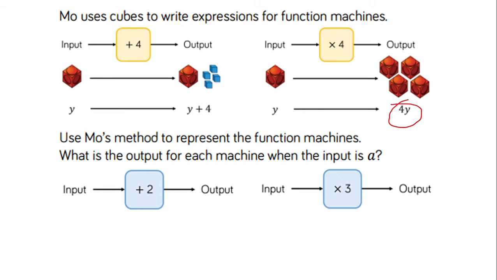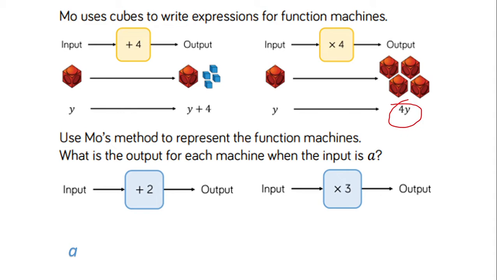Okay, so use Mo's method to represent the function machines. What is the output for each machine when the input is A? In my examples, I haven't used cubes, but you might have wanted to do that at home. So in the first one, the input, I'm going to represent the input this time as the letter A. It can be any letter, it doesn't matter. In questions we look at today, that letter might mean something. For example, T might equal time, or it might just be X or A, and it might represent any number. Okay, so I have A.